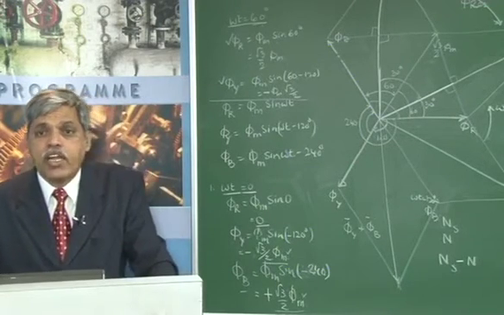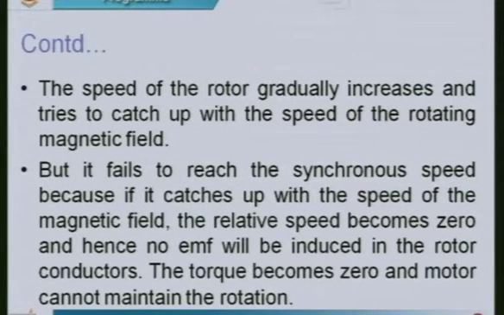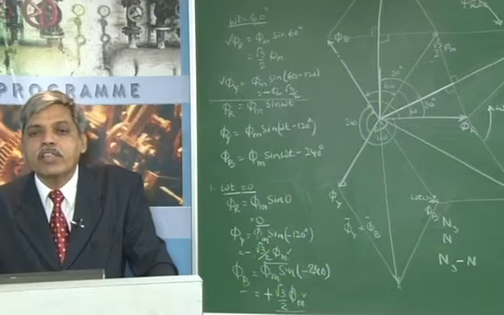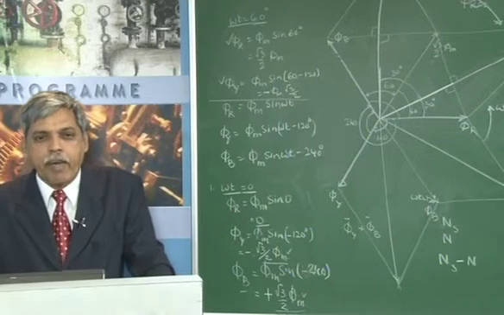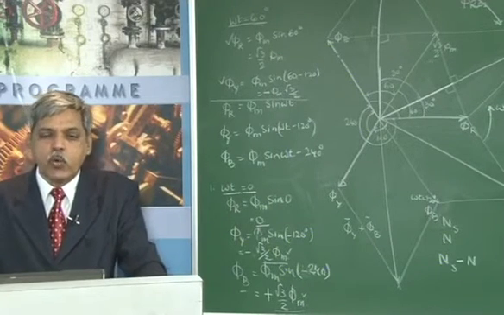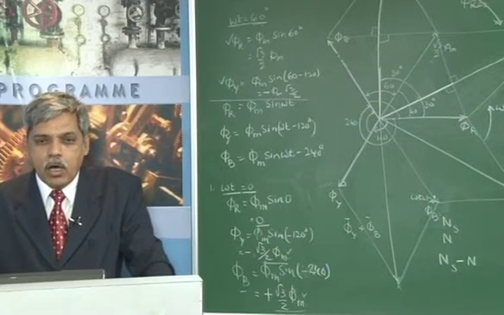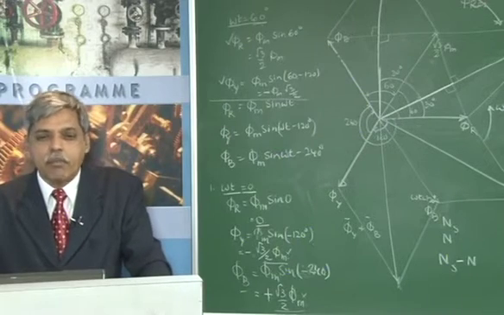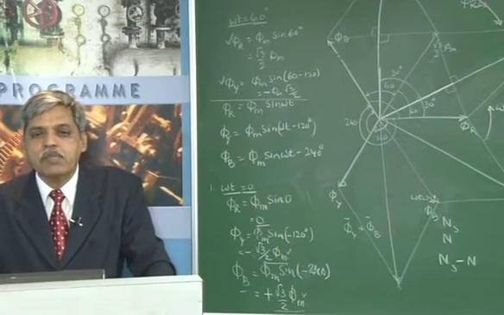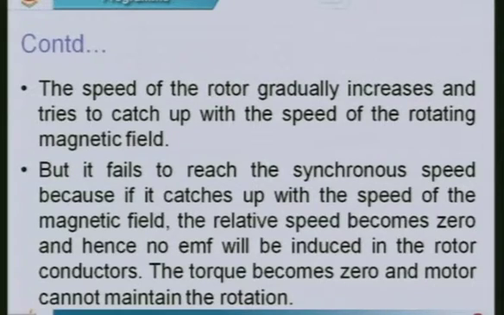So the speed of the rotor gradually increases, and while opposing this, the rotor always tries to catch the speed of the rotating magnetic field. But it can never do so, because if the rotor catches up with the speed of the rotating magnetic field, then the rotor also will run at the synchronous speed. So what will be the relative speed between the rotating rotor and the rotating magnetic field of the stator? Ns minus N. The relative speed becomes 0.